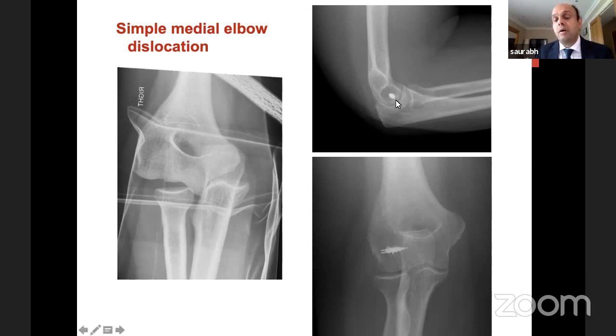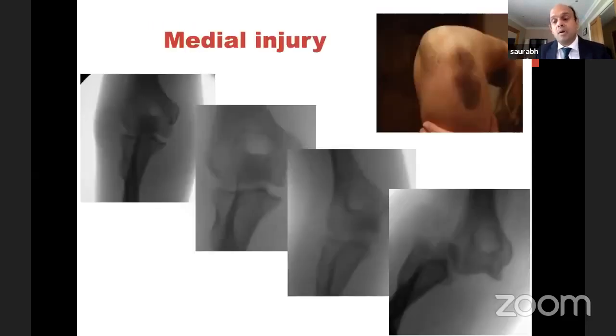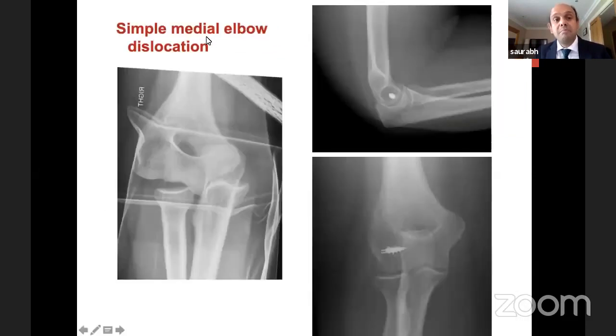Now, remember, the lateral ulnar collateral ligament, you're not going to see it on its own. It is a part of your extensors. They all come off as one. So when you reattach your LUCL, you're reattaching your extensors also. And once you've done that, you do your SAG test and make sure your elbow is congruous. SAG test again, we'll talk about in the coming slides. So this was a simple medial dislocation.